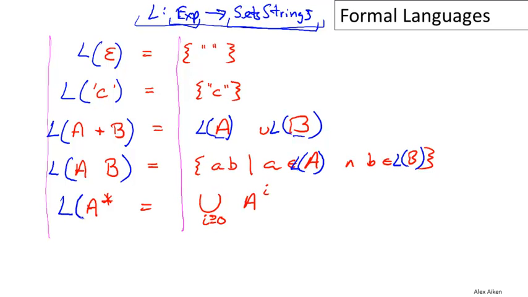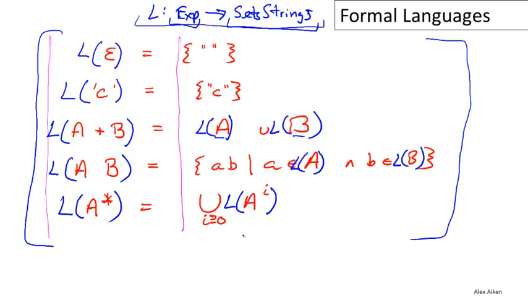And finally, for iteration, the language of A star is equal to the union over the meaning of a bunch of expressions. A to the I is an expression. This is a piece of syntax, and we have to convert it to a set in order to take the union. And so now this is the proper definition of the meaning of regular expressions, where we've made the meaning function L explicit, and we've shown exactly how recursively we apply L to decompose the compound expressions into simpler expressions that we compute the meaning of, and then compute the sets from those separate smaller sets.